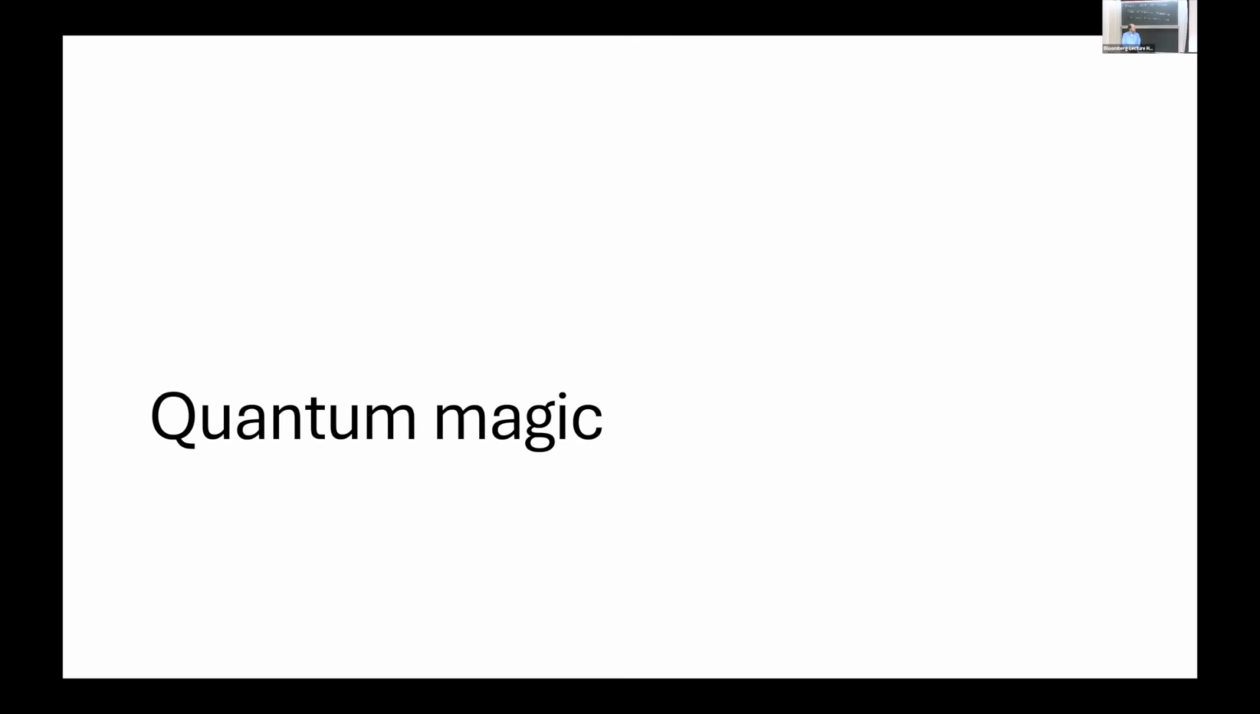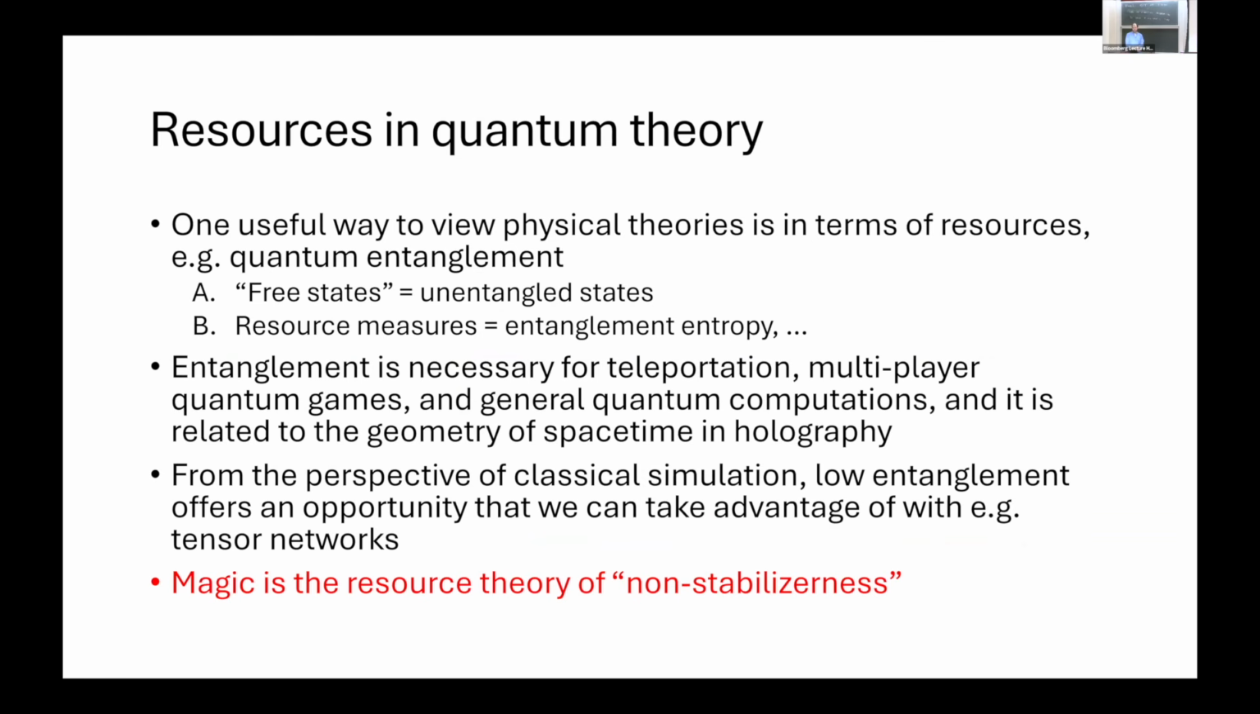All right, so let me start out by trying to connect to something that you're probably a little bit more familiar with, the idea of entanglement. So entanglement as a resource. This idea of resources is a way to view physical theories in terms of some quantity that you'd like to keep track of or measure. And in these resource theories, there is a concept of free resources or free states. In the case of quantum entanglement, it would be unentangled states. So you're always allowed to add unentangled states to your system from this resource perspective of entanglement at no charge.